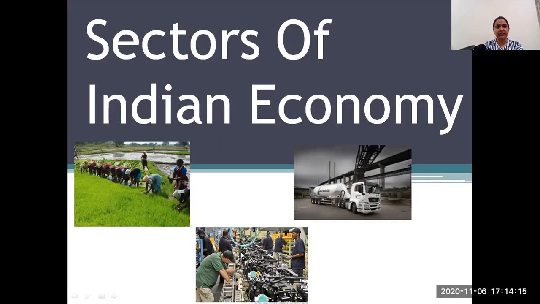How do we understand these activities? One way of doing this is to group them, that is, to classify them using some important criteria. These groups are also called sectors. Now let us see how we can classify the sectors of Indian economy.